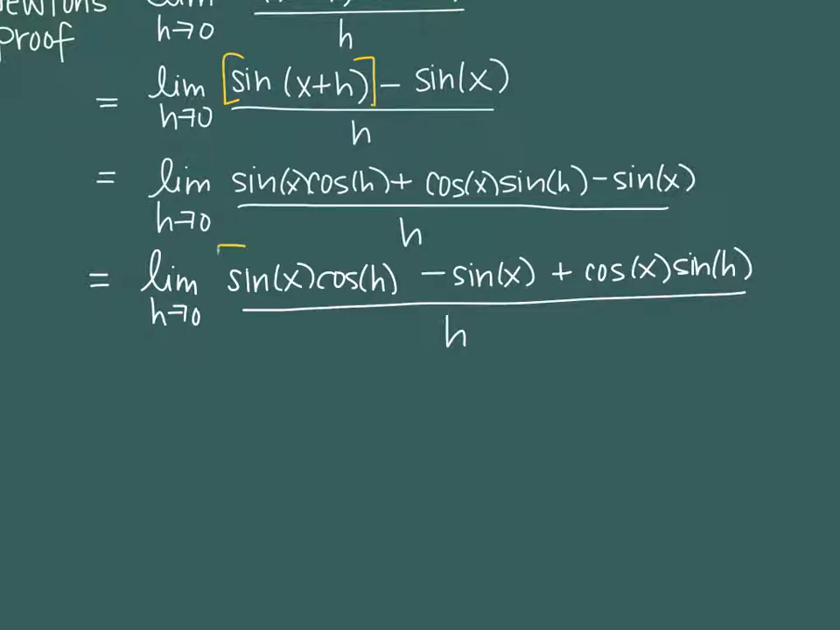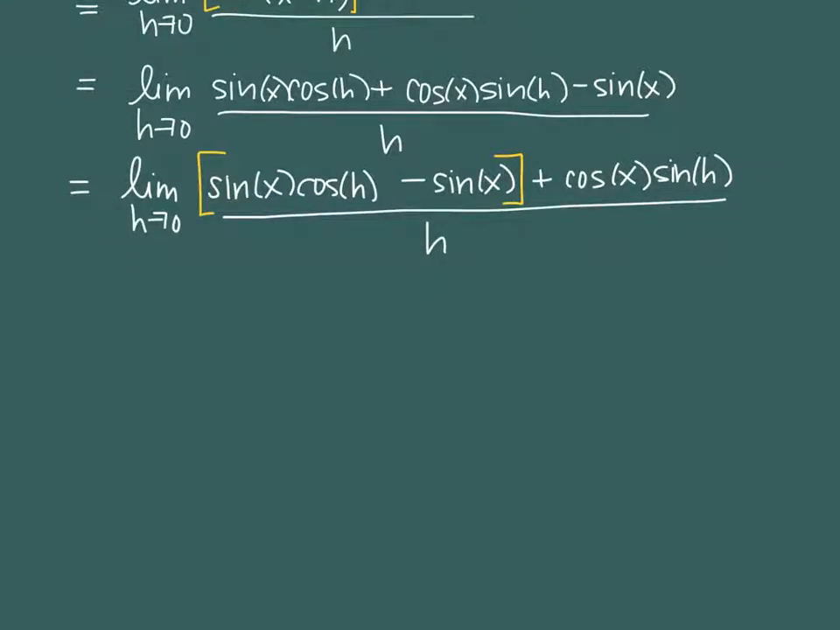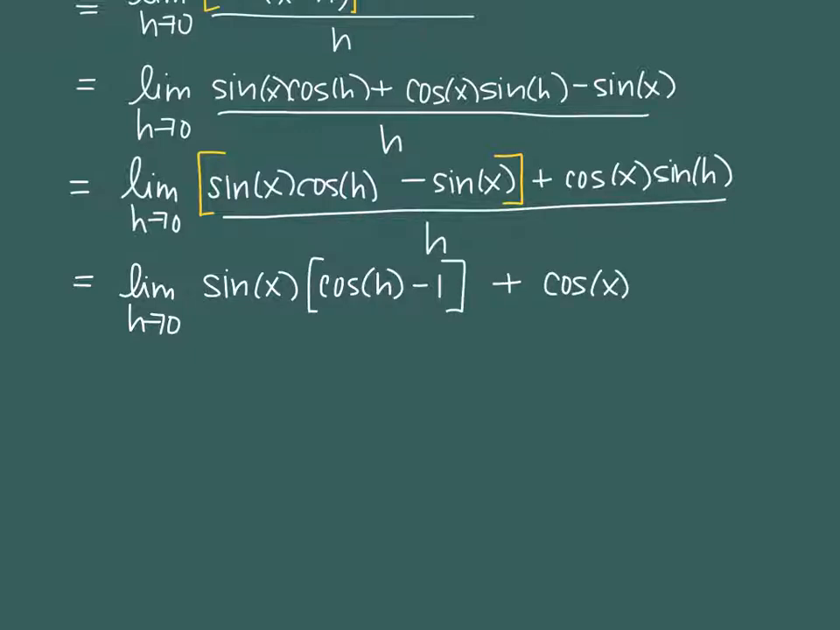And so now I'm going to put a bracket around that. Those front 2 terms have a common value, and the common value they have is the sine of x. And so I'm going to factor that out. So I'll take that sine of x, and what will I be left with? Cosine of h minus 1. And then I still have the cosine of x and the sine of h at the bottom, and the whole thing is still over h.